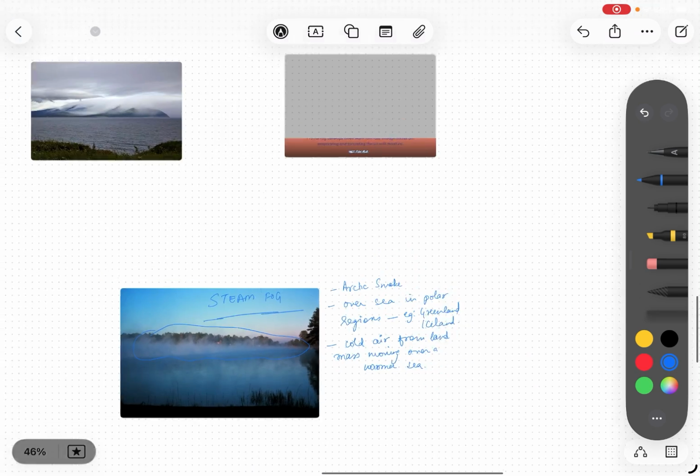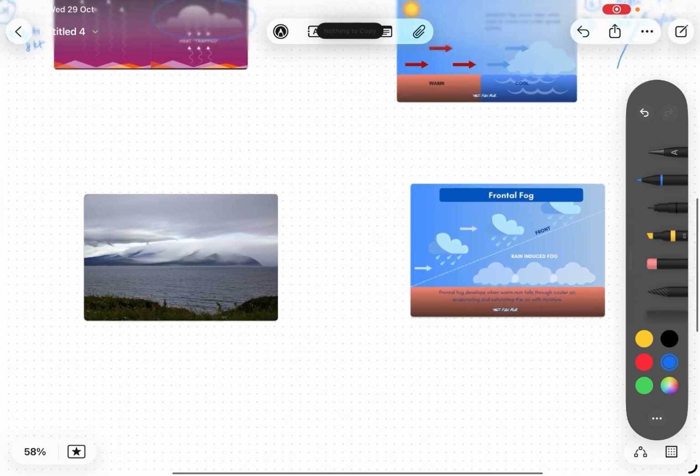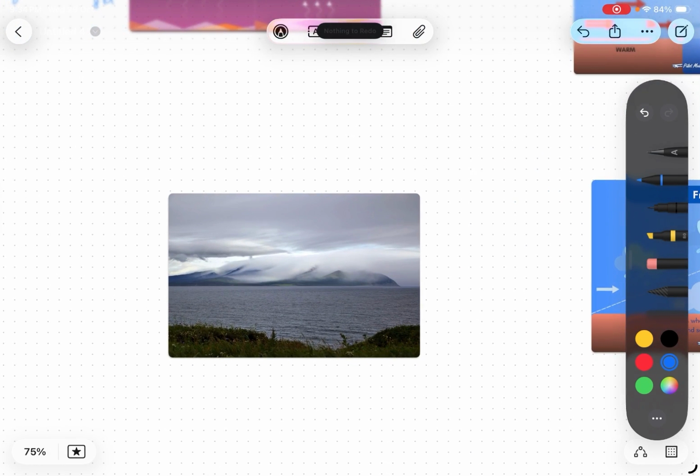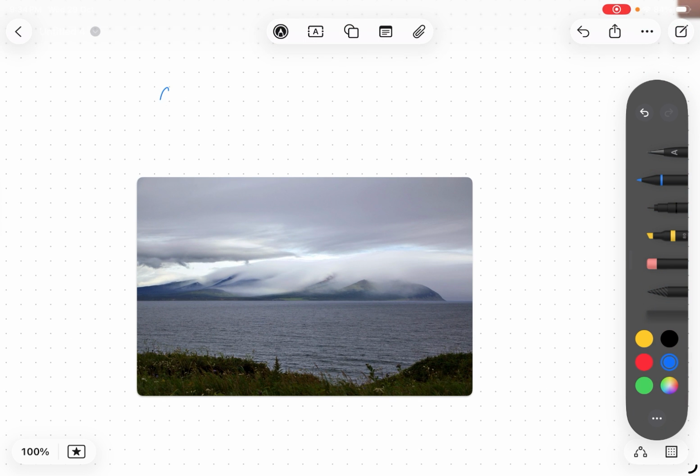Now there is another type of fog. What do you think this looks like? It's a mountain and there's fog on the mountain. How is it formed? We've already read about orographic lifting, so this is orographic fog. Basically wind is coming and pushing the air up the mountains, it's getting colder, saturation is happening and the fog is formed. It is also known as hill fog.